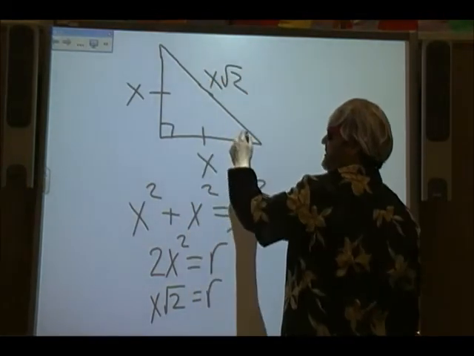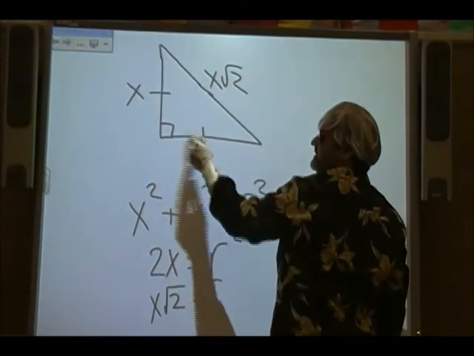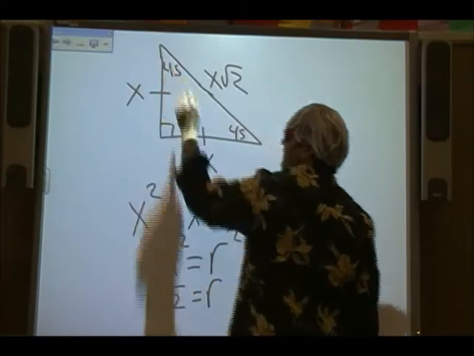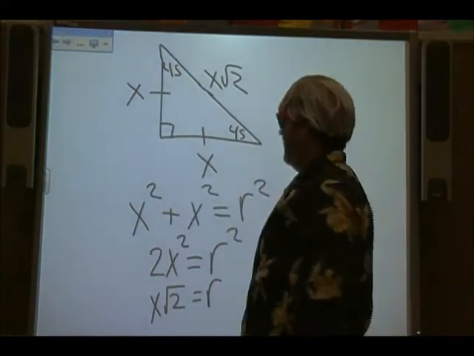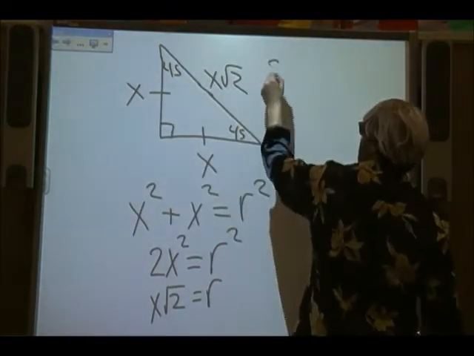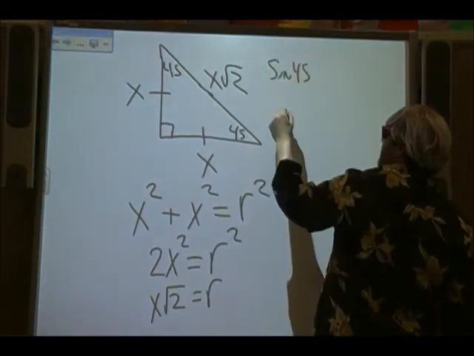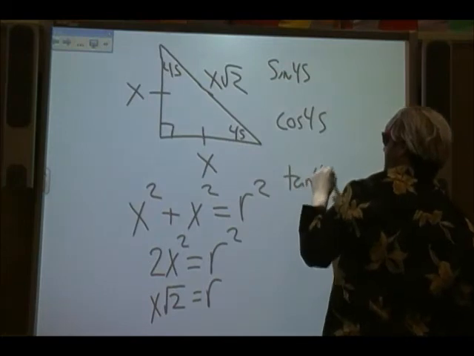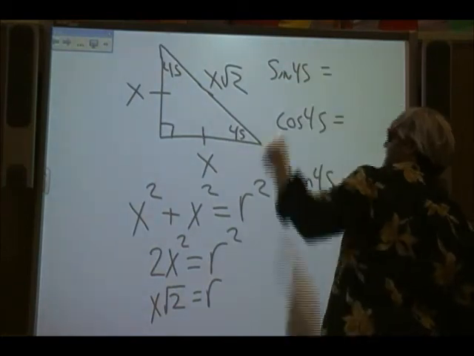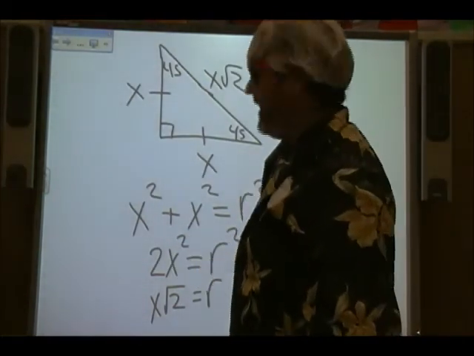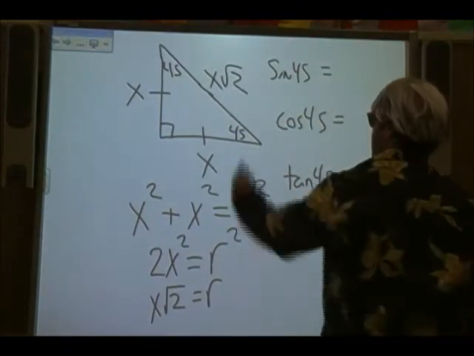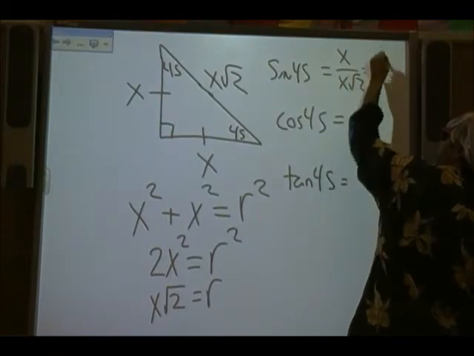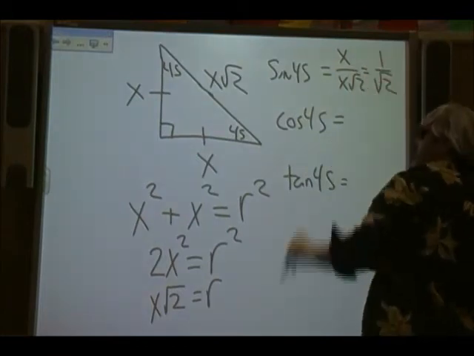Now, these two angles I didn't discuss. Well, if this is 90 and this is isosceles, these angles are both 45. That's why I picked this triangle in the first place. Now we have to do sine 45, cosine 45, tangent 45. Sine 45, again, is opposite over hypotenuse. That is 1 over radical 2.